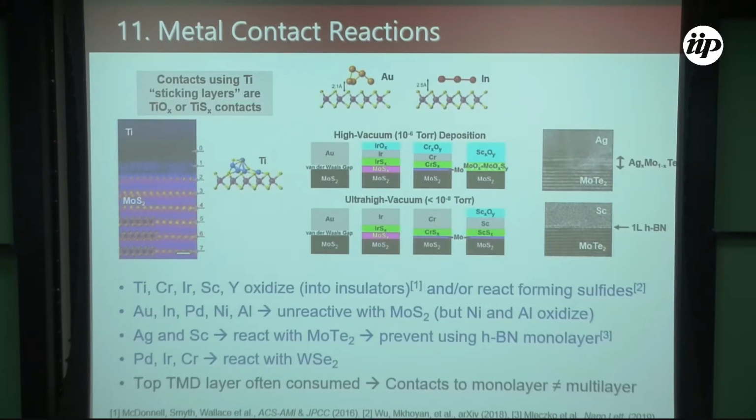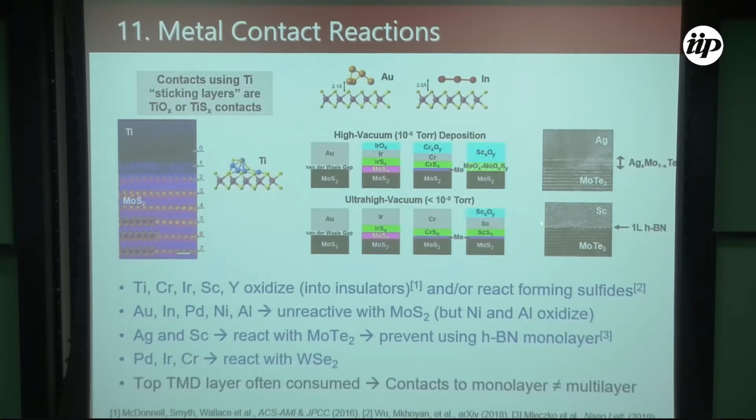Is that good or bad? TBD, to be determined. Silver, horrible. Silver will eat your molybdenum, but scandium will also eat your molybdenite, by the way. But here's what we did. This is actually from our recent work. This was just published a couple of months ago.